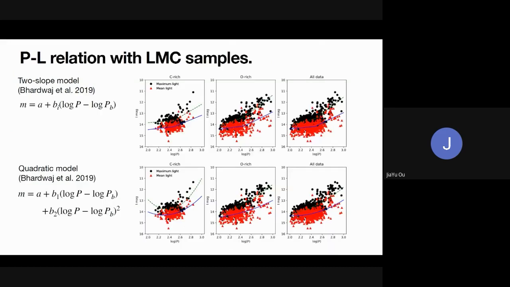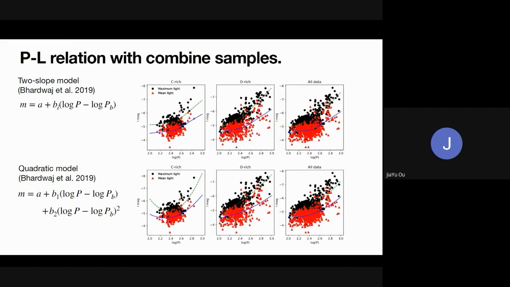And after that, we can use this light to magnitude to get the PL relation for the LMC. We use two models to fit our PL relation: one is the two-slope model, and another is a quadratic model. We also combine the LMC and the SMC into one and use this general data set to fit the PL relation.